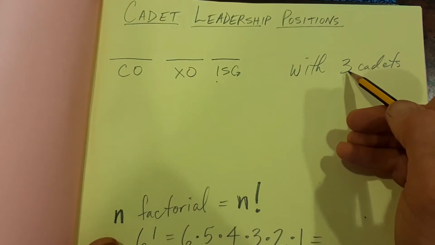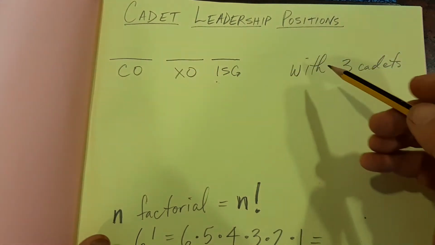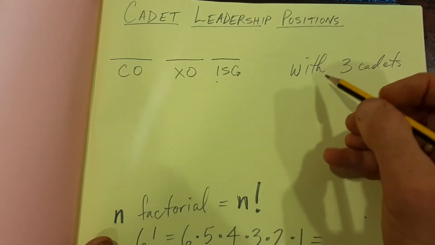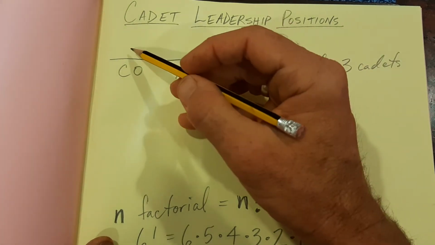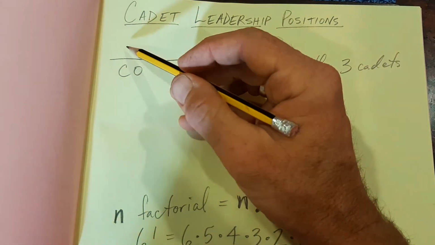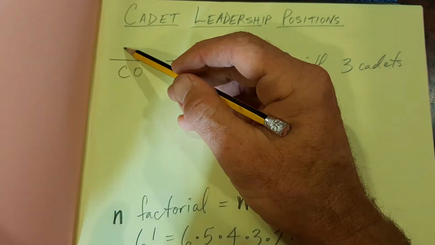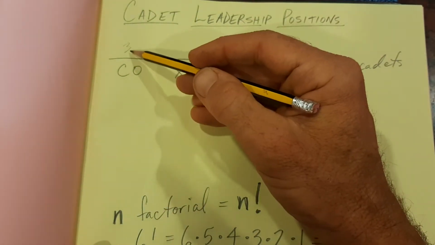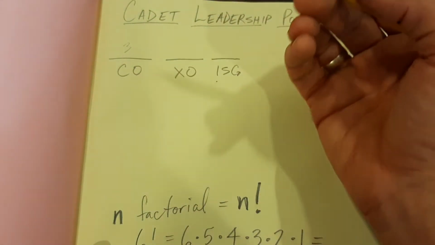Cadet leadership positions. So here's another time for the counting principle. What if I had just 3 cadets, and I have company commander? These are American positions. I don't know how y'all call them with your cadets. Company commander, executive officer, first sergeant, all right? If I had just 3 cadets, and they're all equally qualified, right? So I have 3 cadets. For my first choice for company commander, I have 3 different cadets I can put in there: Adib, Ibrahim, Abdul Rahman, right?